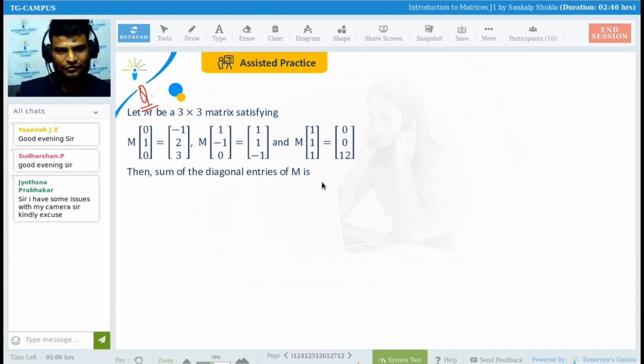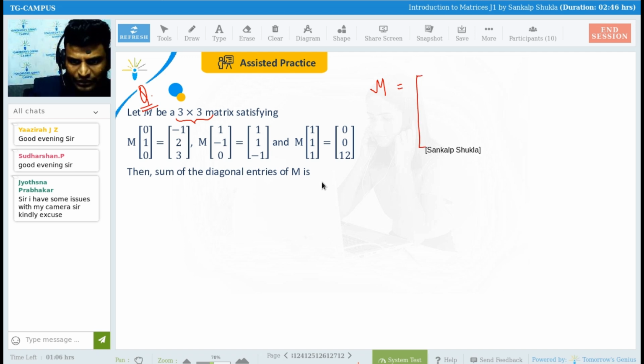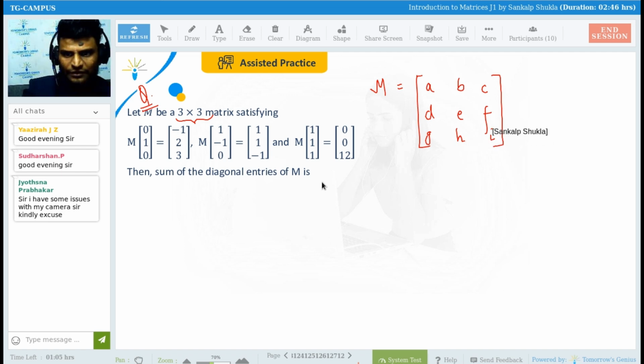I'll give you one hint also. You don't know what the M matrix is. You have to find the M matrix, but you know that it is a 3 cross 3 matrix. So you can take M to be a 3 cross 3 matrix and write it like A, B, C, D, E, F, G, H, I. Because I know that it is going to be a 3 cross 3 matrix, I will simply put 9 elements in this matrix.